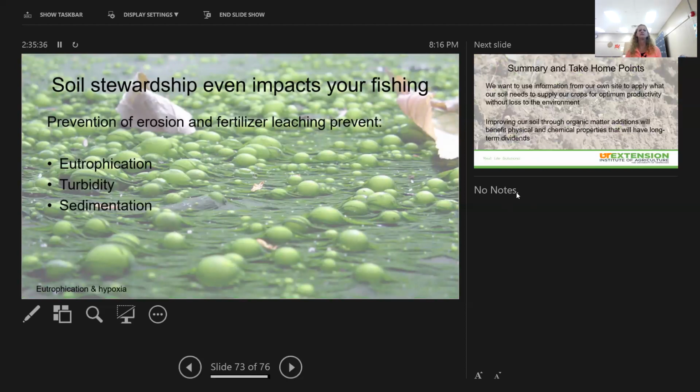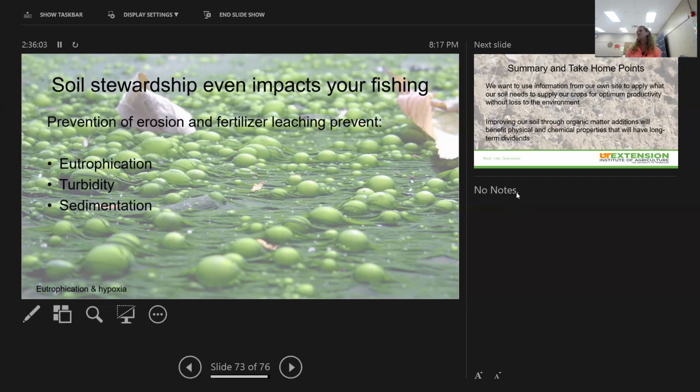Okay, well, soil stewardship even impacts your fishing. And you probably noticed that if you've got ponds on your property and you've got somebody either with a farm field next to you or even a septic tank nearby, and that might be draining into your pond, you're going to see a lot of algae growth and other weeds and things like that. So nitrogen runoff can cause a lot of these problems that you see with ponds.